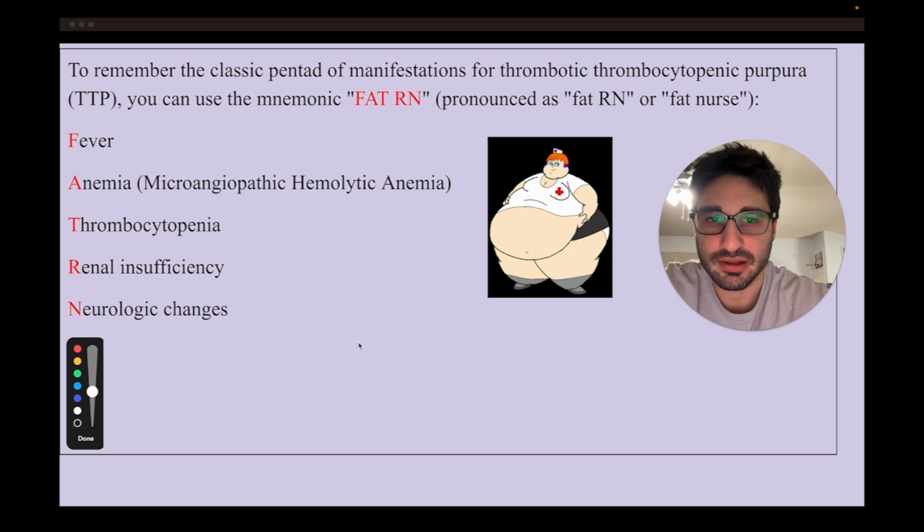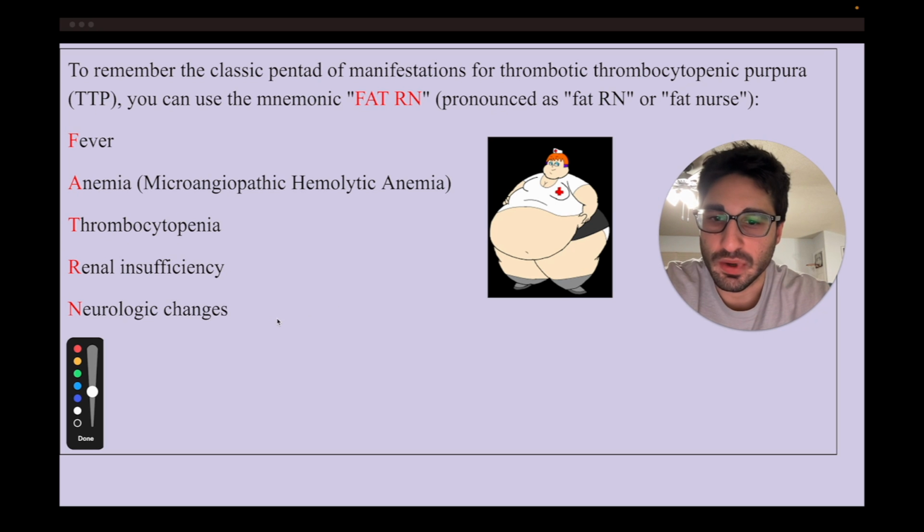Once they accumulate, they cause microthrombi throughout the body. With these microthrombi, there's accumulation in the brain, which can cause neurologic changes, and in the kidney, which can cause renal insufficiency. And because a bunch of these platelets get used up, we also see low platelet levels, or thrombocytopenia.